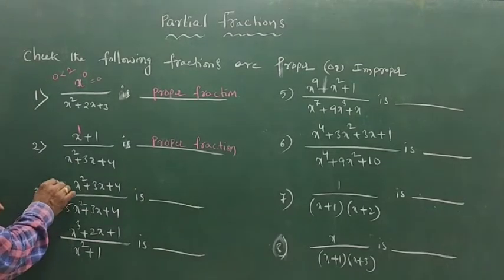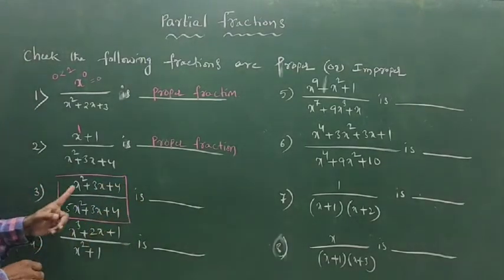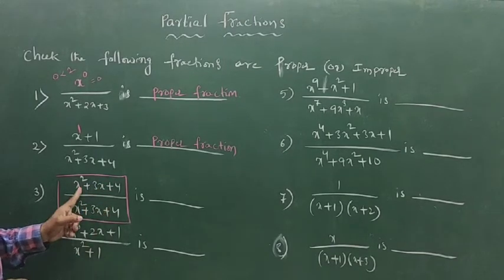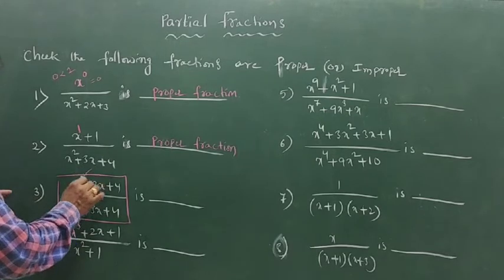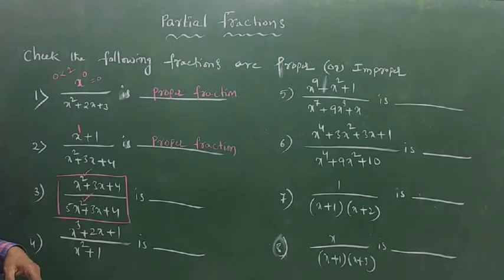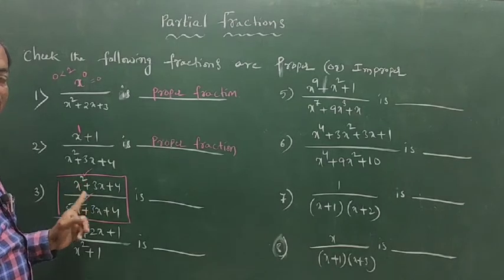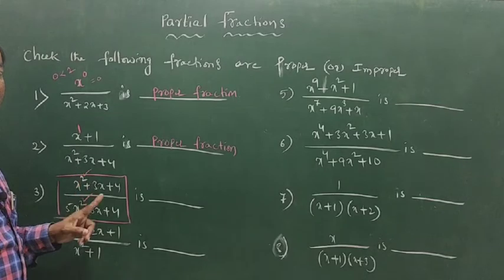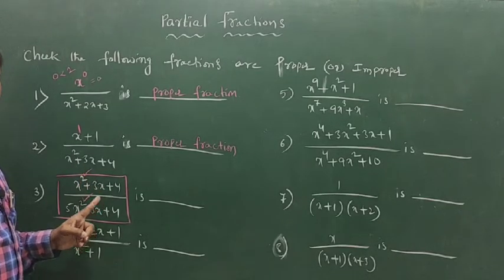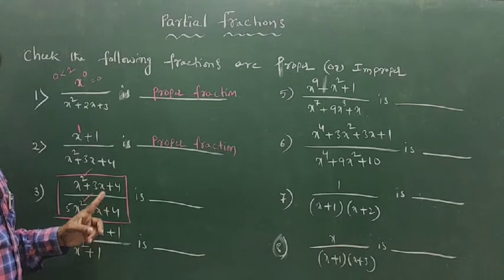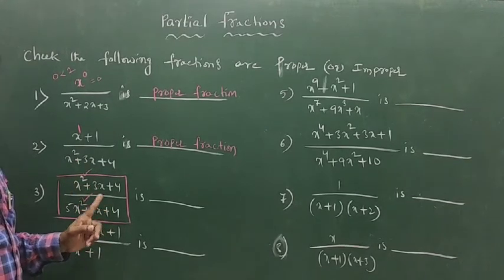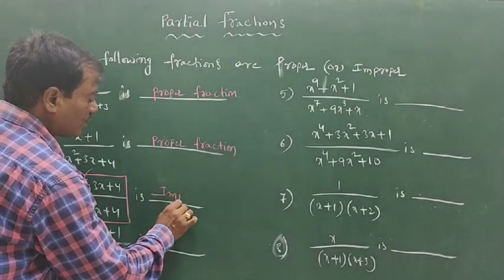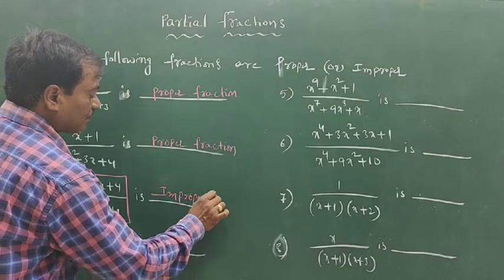And coming to this example, now check it: x square plus 3x plus 4 over 5x square plus 3x plus 4. The numerator degree is 2 and the denominator degree is 2. So the degree of f of x is exactly equal to the degree of g of x. According to the definition of an improper fraction, if the degree of f of x is greater than or equal to the degree of g of x, then the given rational fraction is said to be an improper fraction. So according to the definition, this is an improper fraction.